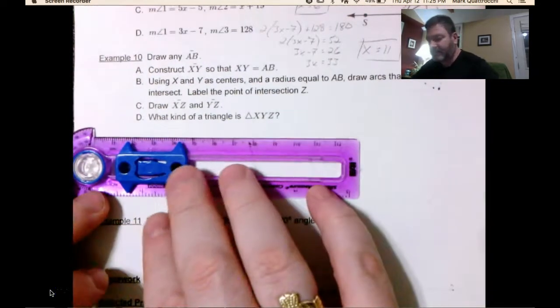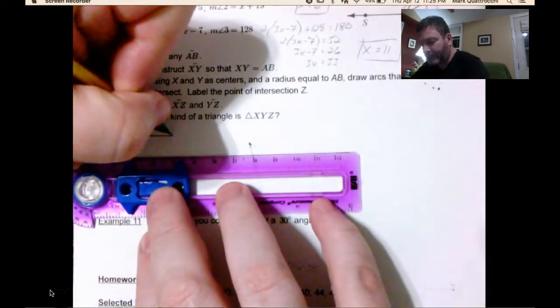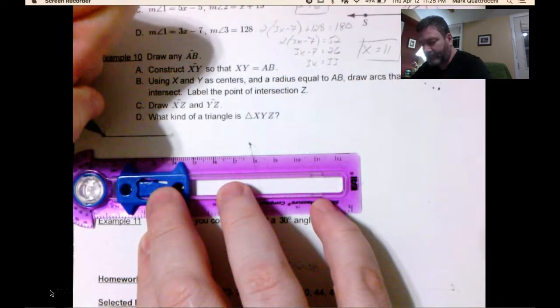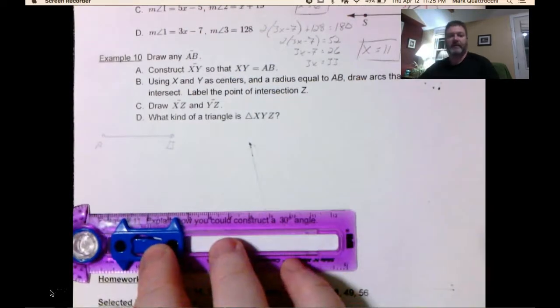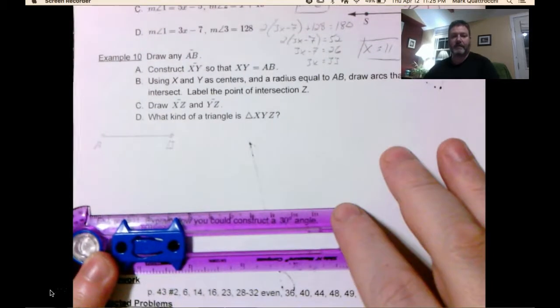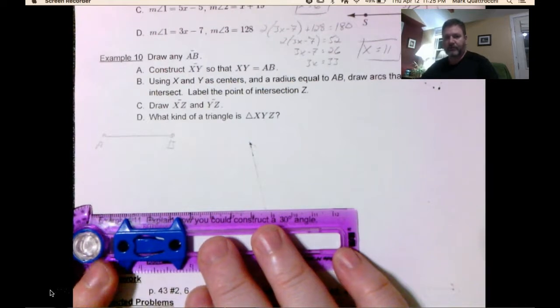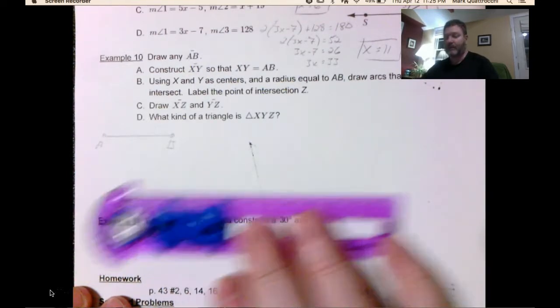Example 10. Draw any segment AB. Okay. Here's A. There's B. There's segment AB. Make sure we're focused. Good enough. Okay. Construct segment XY so that XY is equal to AB.